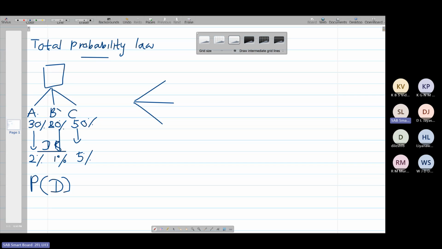Now remember, machine A, machine B, machine C. After that, they check their defective rate. It means here some items are defective, some are non-defective. Then here again defective, again non-defective. Defective, non-defective.